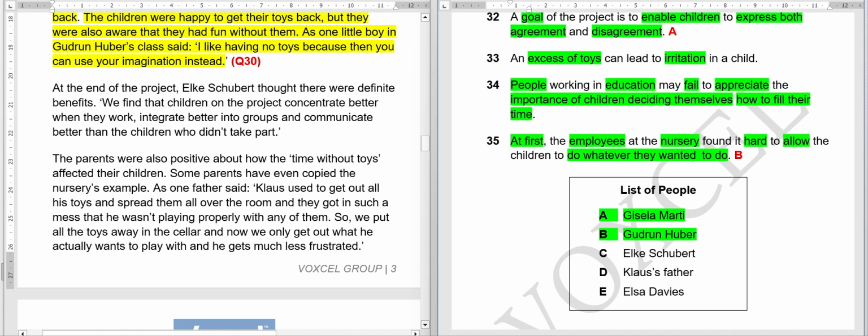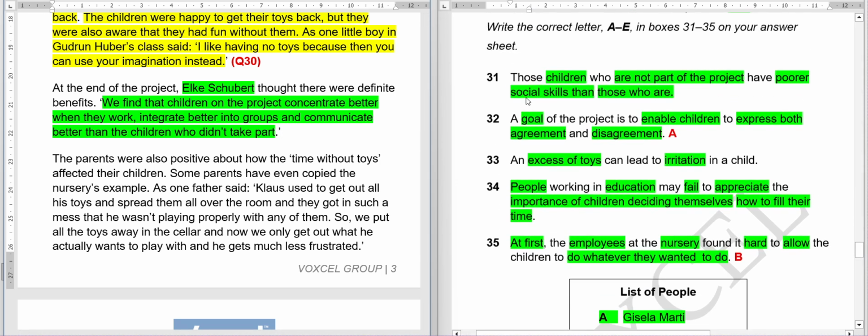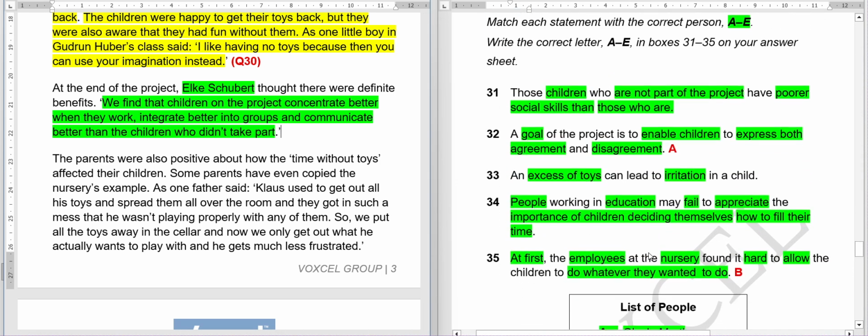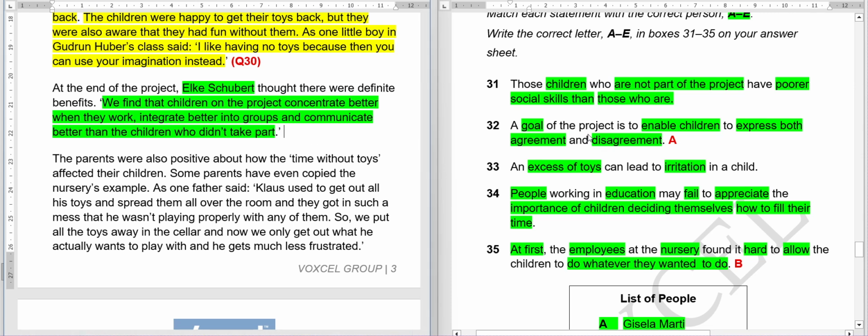So, let me change the color first. What's happening here? Yeah. So, this is the name of the person, L.K. Schubert. There were definite benefits. We find that children on the project concentrate better when they work, integrate better into groups, and communicate better than children who didn't take part in it. So, I'm not going to explain it much because it's quite obvious. You will get around 10 seconds. Tell me which question is our answer, and I'm going to write it here. And the time starts now.